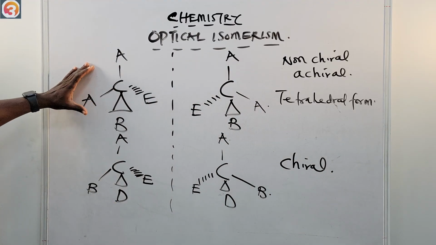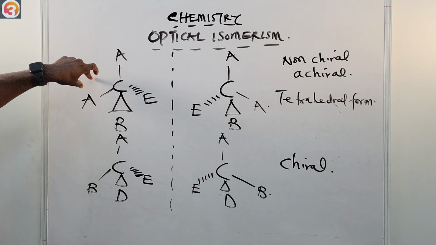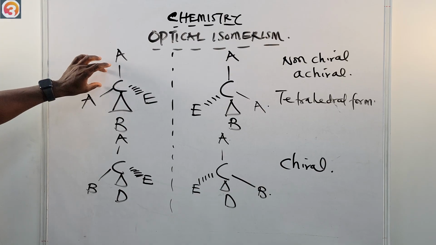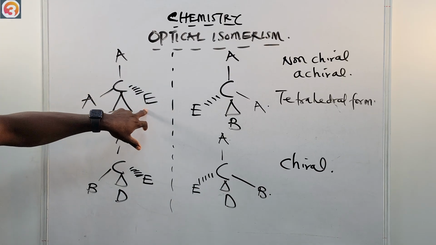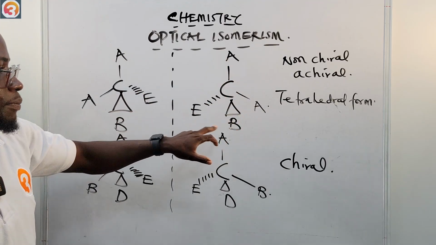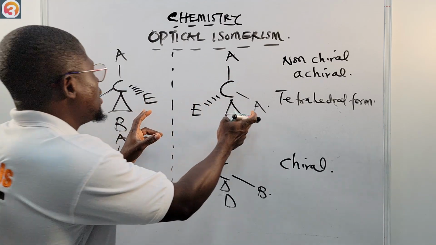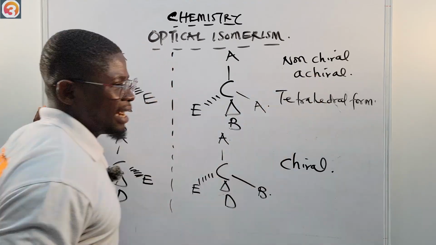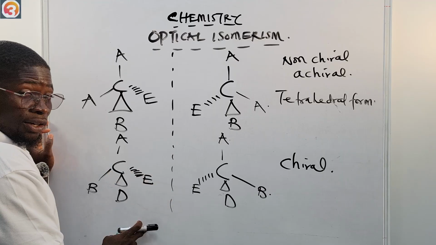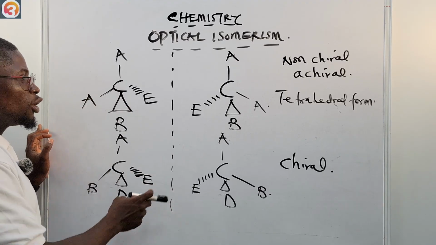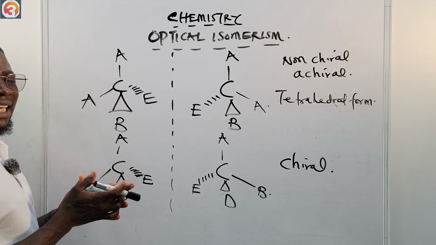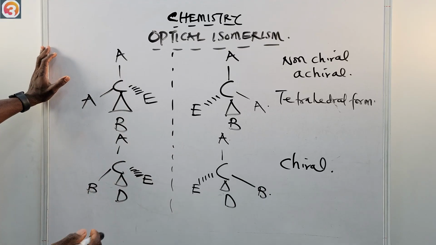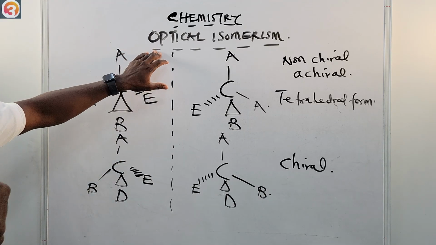In this first case, you see that we have two groups of the same character bonded to carbon. Then we now have the third group and the fourth group. We're having A again, and B. The mirror image is showing that we can superimpose this on this. Because we can superimpose this on this, we say that this molecule is non-chiral or achiral. But this one, on the other hand, is not superimposable. You cannot superimpose this on this because they are non-superimposable. We call that chiral. We say it is a chiral molecule. So this is optical isomerism.